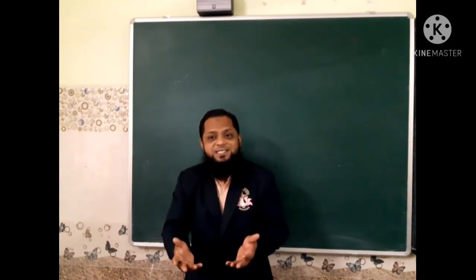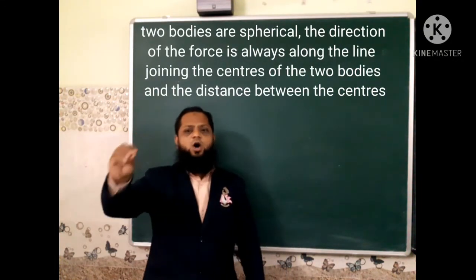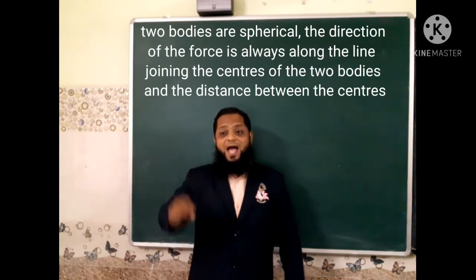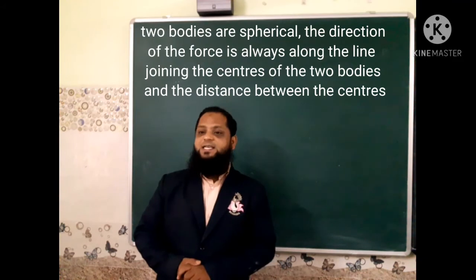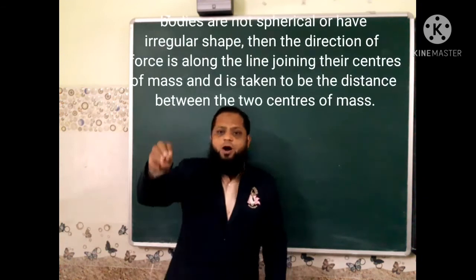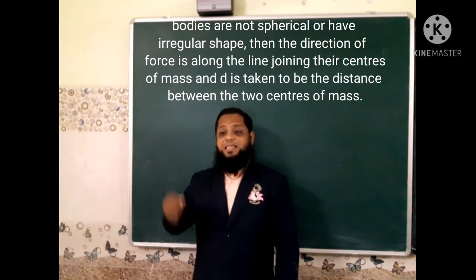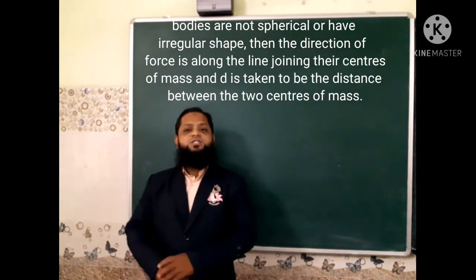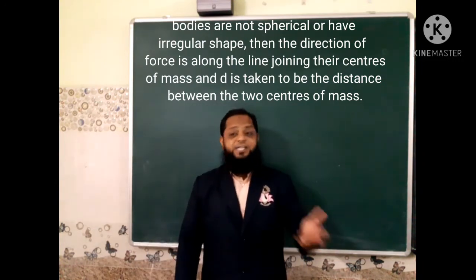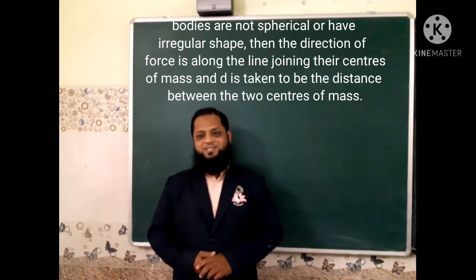If the two bodies are spherical, the direction of the force is always along the line joining the centers of the two bodies, and the distance between the centers is taken to be d. In case the bodies are not spherical or have irregular shape, then the direction of the force is along the line joining their centers of mass, and d is taken to be the distance between the two centers of mass.